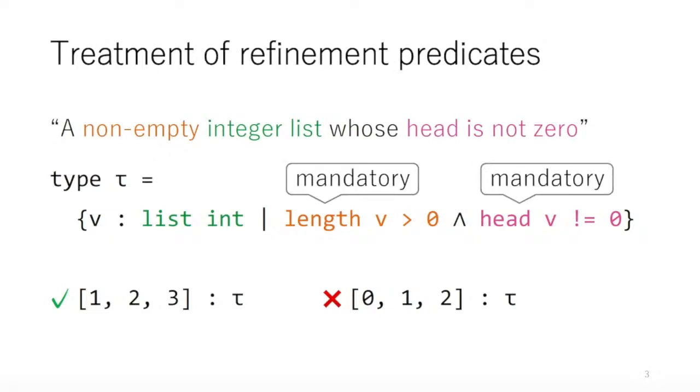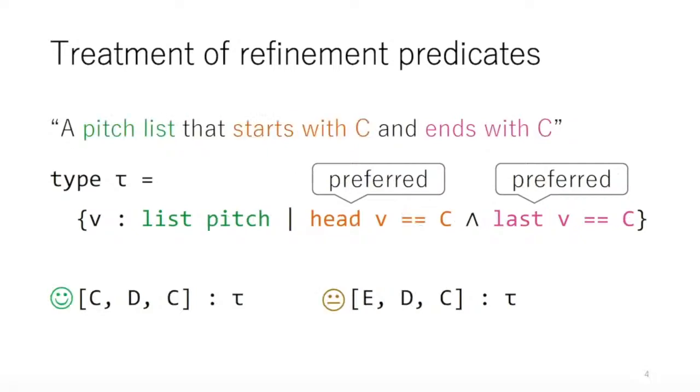In a traditional refinement type system, refinement predicates are uniformly treated as mandatory requirements. This is reasonable in situations where we use refinement types to describe specifications of programs, because for a program to be correct, it must fully meet its specification. However, the uniform treatment is problematic in situations where we use refinement types to describe specifications of music, since music has a rather vague notion of correctness.